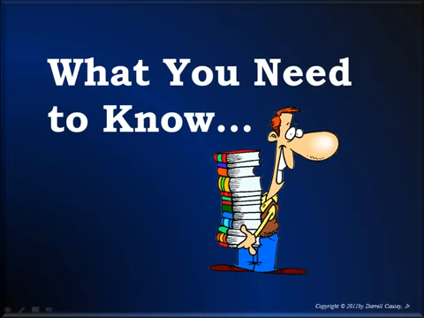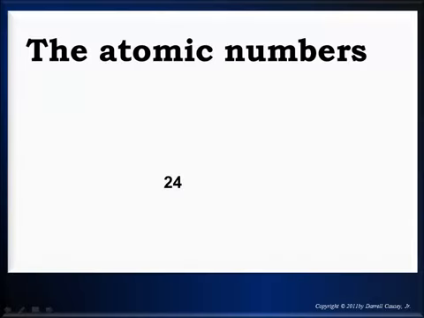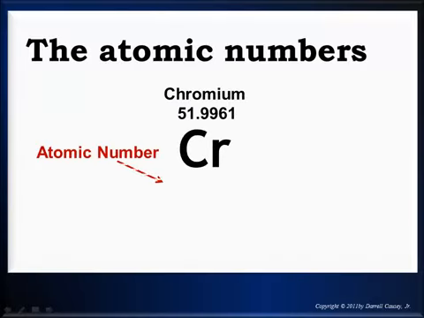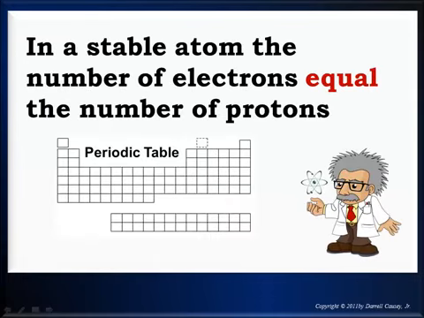Now, in order to do electron configurations and orbital notations, you need to know some certain things. So let's go through what you need to know. First, you need to know atomic numbers, and of course, the atomic number is right there in red. You need to know that everything on the periodic table is a stable atom. So if you know the atomic number, you know how many electrons are in the atom.